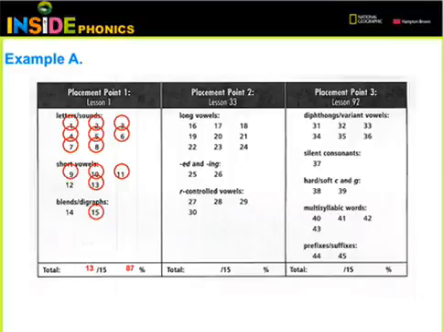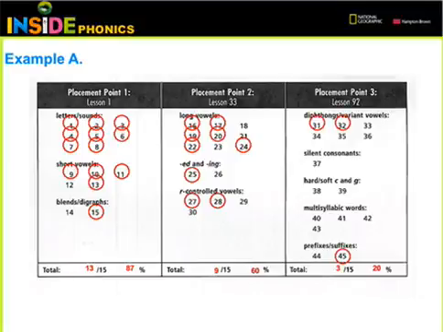This student, for placement point 1, got all of the letters and sounds correct, most of the short vowels, and half of the blends and digraphs. So they mastered this section with 87%. At placement point 2, they got the long vowels mastered. The other ones are a little bit less. They got 60% there. I bet you can already figure out where we're going to start with this student.